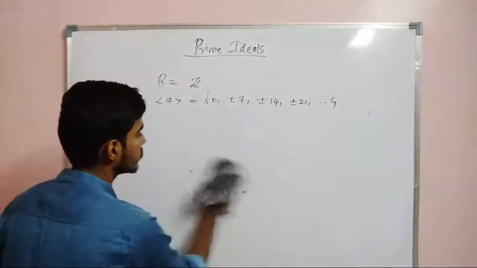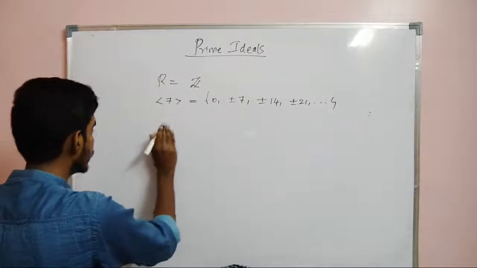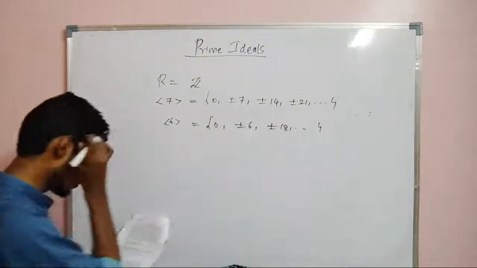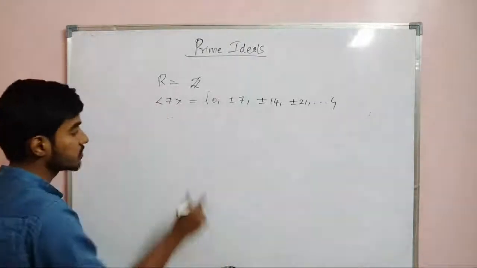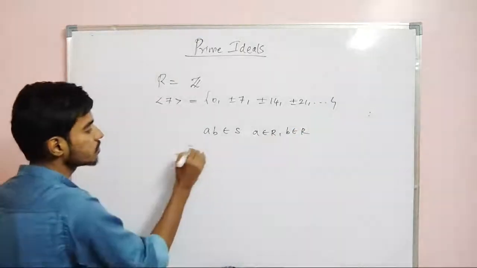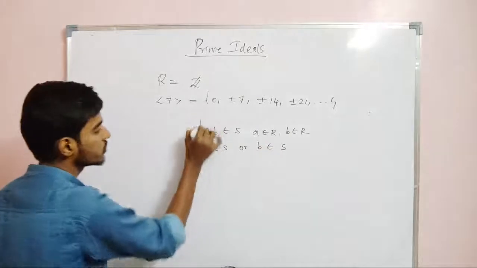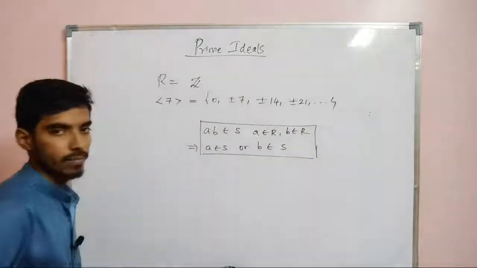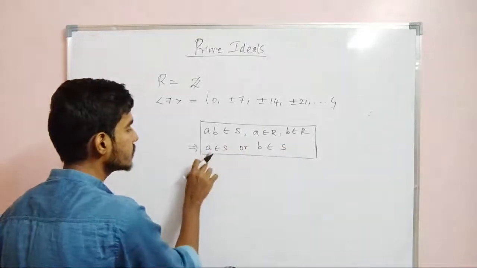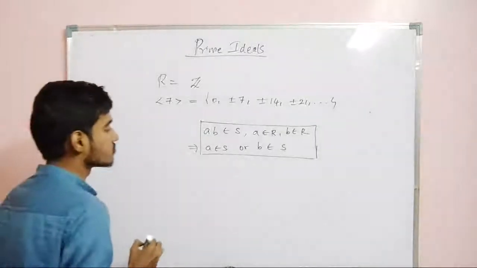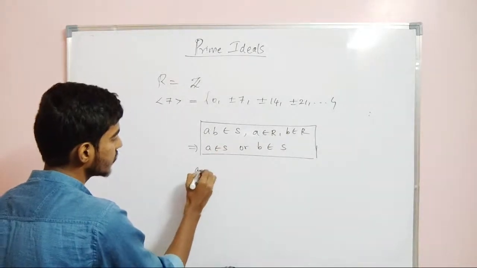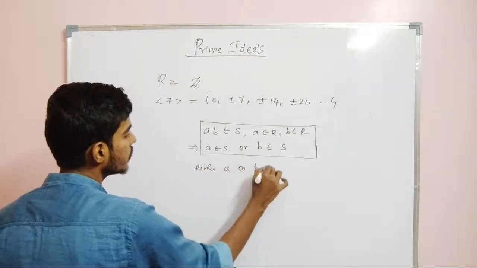Now, what can I say about this ideal? That is the ideal generated by 6. This set contains 0, plus or minus 6, plus or minus 18 and so on. Sorry, actually I'm making a mistake. For proving this is a prime ideal, ab belongs to S, a belongs to R, b belongs to R. I taken this to be in S. This implies a belongs to S or b belongs to S. This is the condition for a prime ideal. Actually, I made some mistake by putting S here. It is R. So if ab belongs to S, a belongs to R, b belongs to R, then either a has to be in S or b has to be in S. Now let us take ab belongs to S, meaning a or b is a multiple of 7.